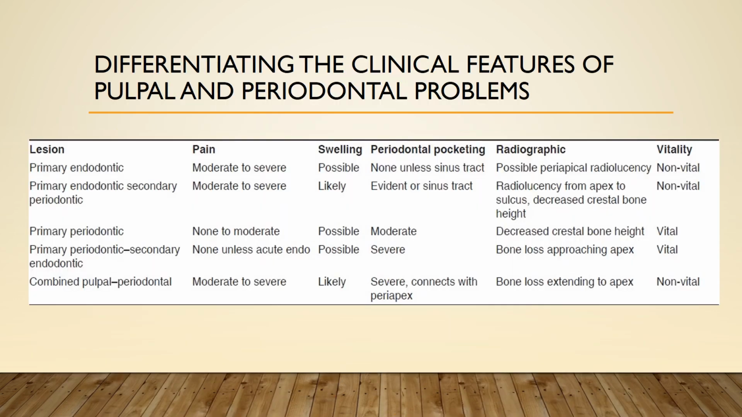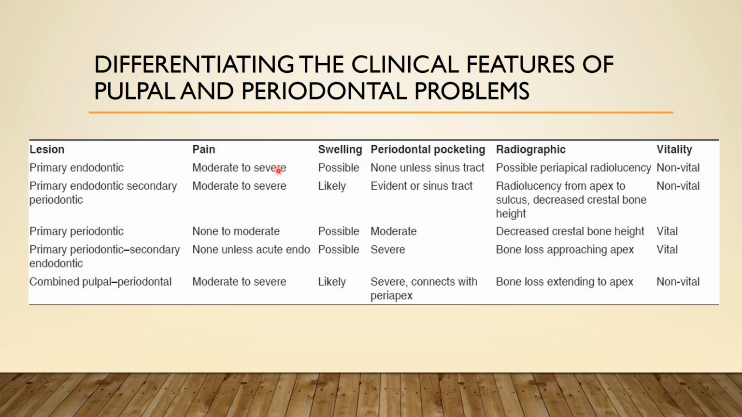So, coming to differentiating the clinical features of pulpal and periodontal problems, we have to rule out whether it is primary endodontic or primary endodontic with secondary periodontic. So how can we differentiate all these types of endoperio lesions by their clinical features? It can be differentiated by pain, swelling, periodontal pocketing, radiographic examination, and vitality.